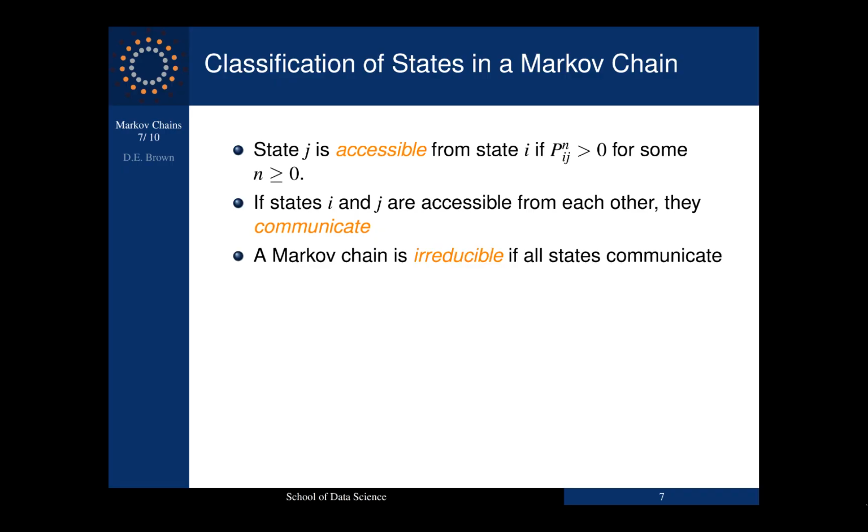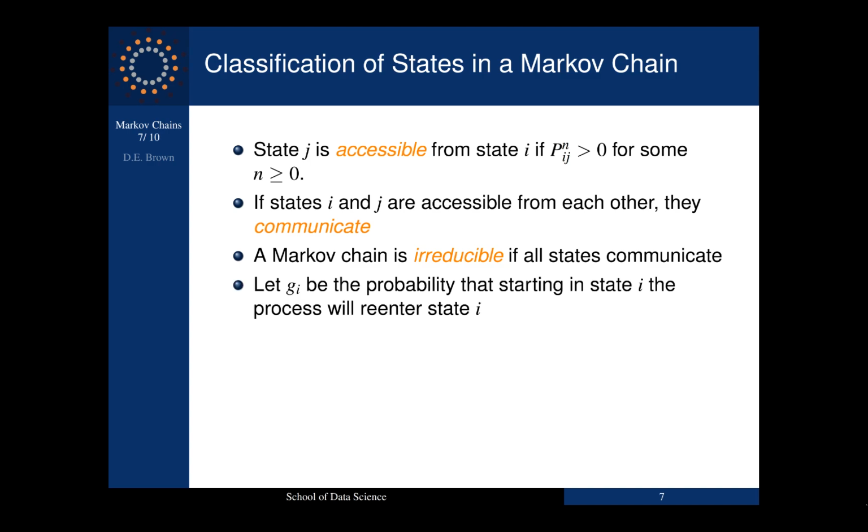A Markov chain is called irreducible if all states communicate. So if every state communicates, then it's irreducible, which means that there are no disjoint states that are just off by themselves or separated from other states, and you can't get from one part of the Markov chain to the other part.